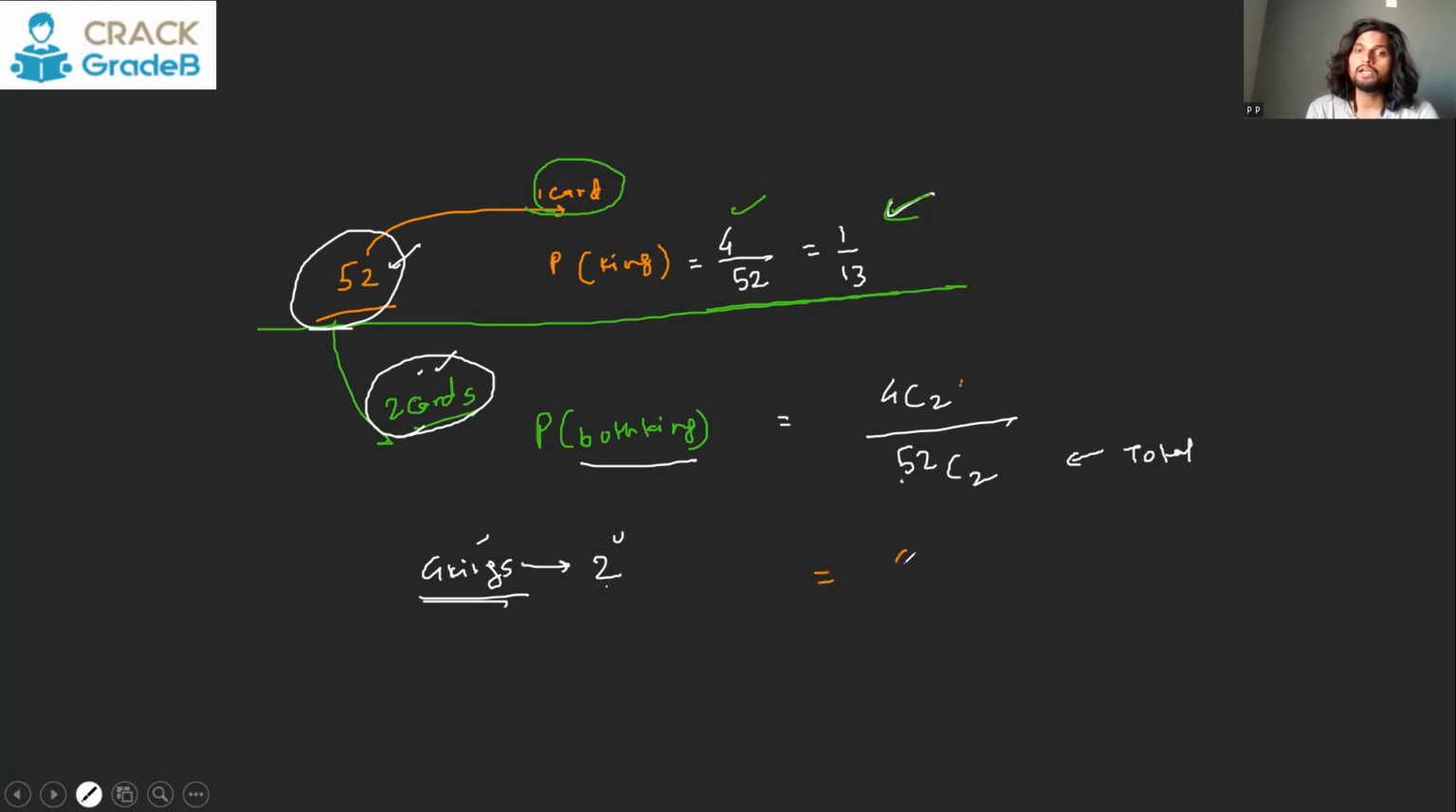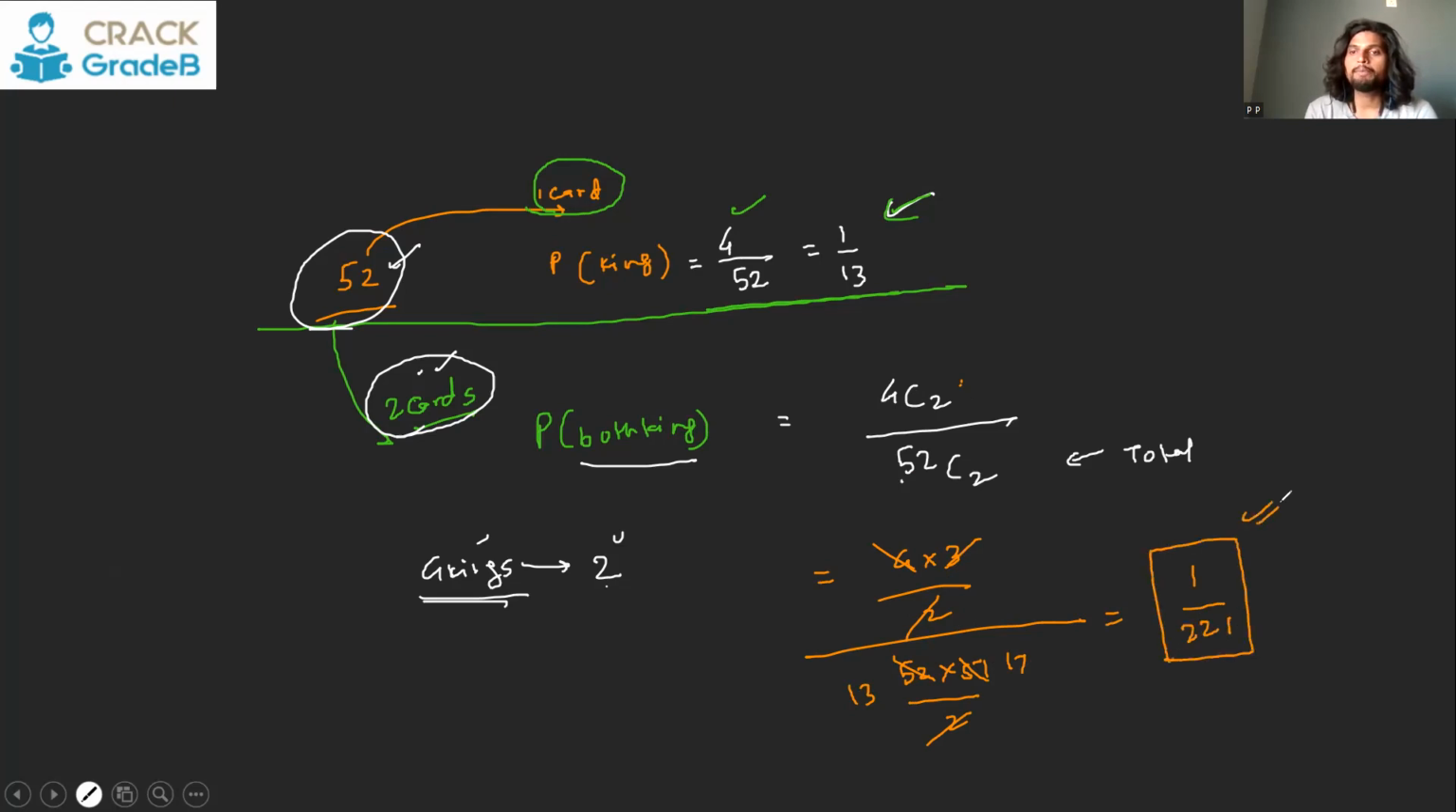So 4C2 is 4 into 3 upon 2, and it is a short trick. And 52C2 is 52 into 51 upon 2. So the 2 gets cancelled. 3 is 17 times 51, and 4 is 13 times 52. So it becomes 1 upon 13 into 17, which is 221. So the probability for both kings is going to be 1 upon 221. Okay.